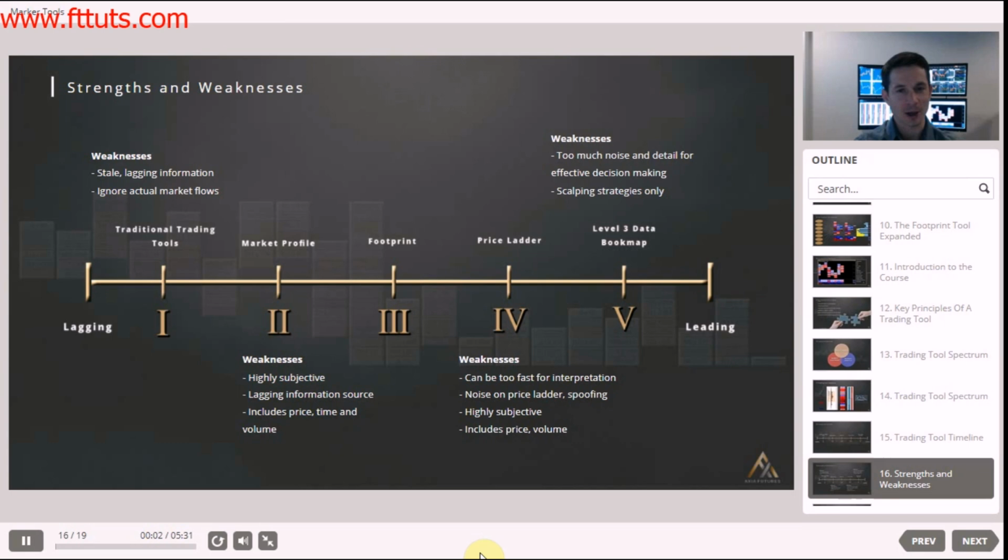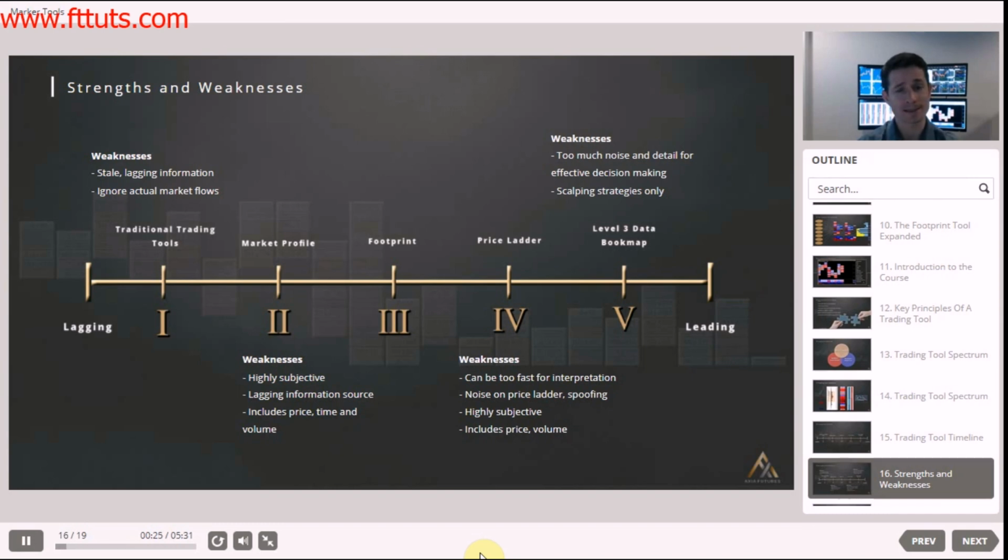Now, before I get going with these next two slides, where we talk a little bit about the strengths and the weaknesses of each trading tool, I really want to drive home the idea that, again, it's not about one tool being superior to the other, but about having a cross-pollination between the tools and utilizing the tools within each strategy where they can be most effective.